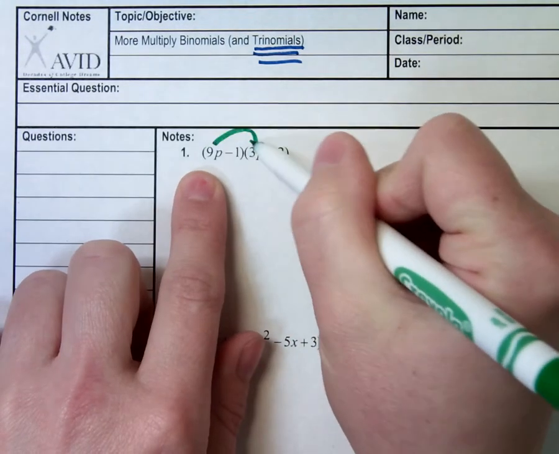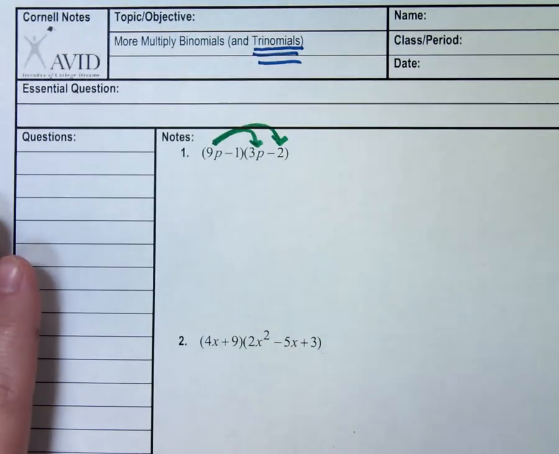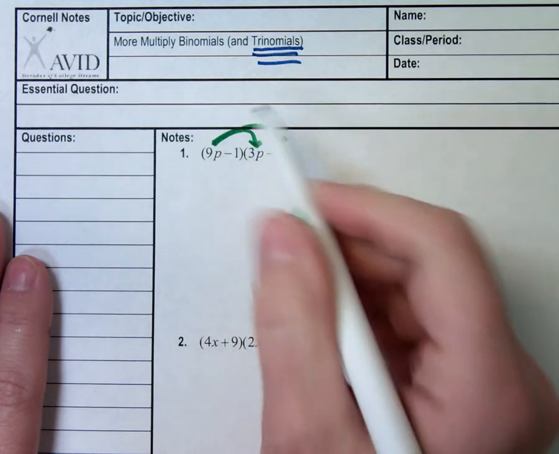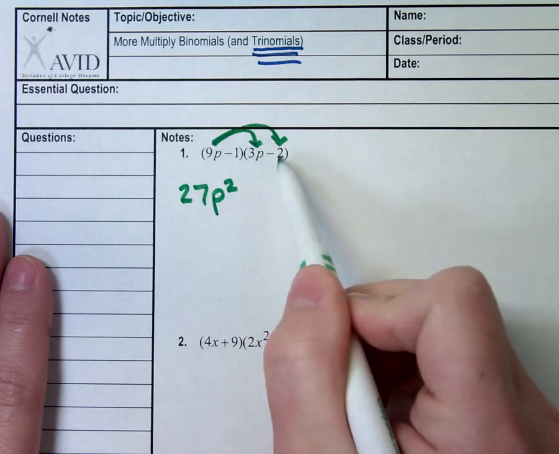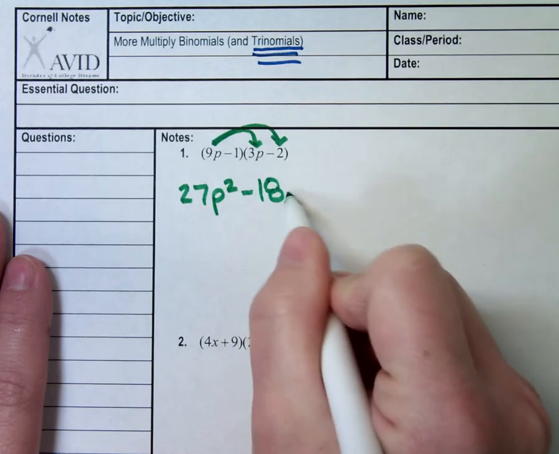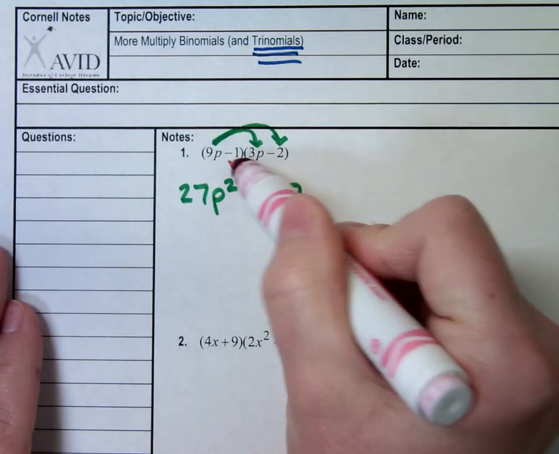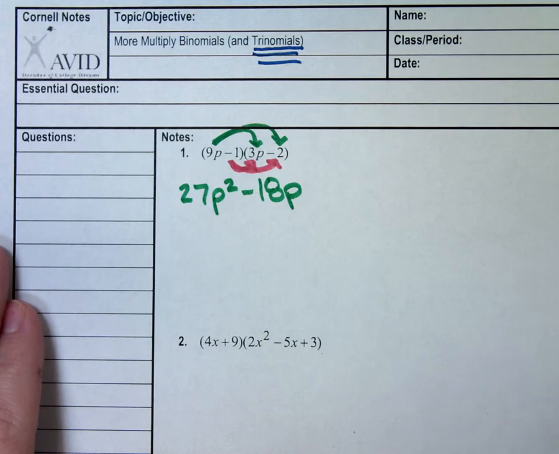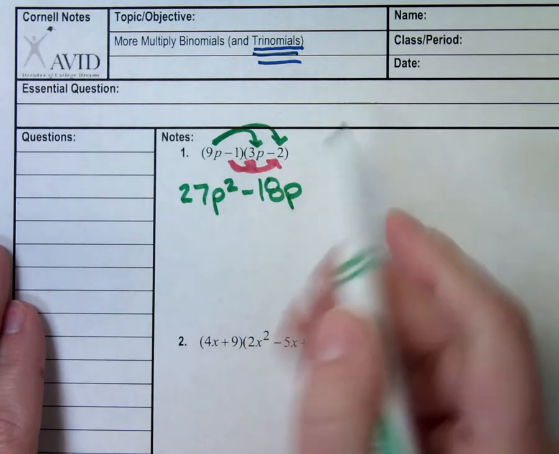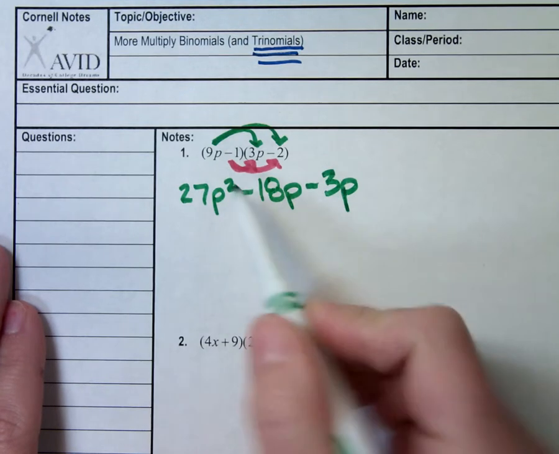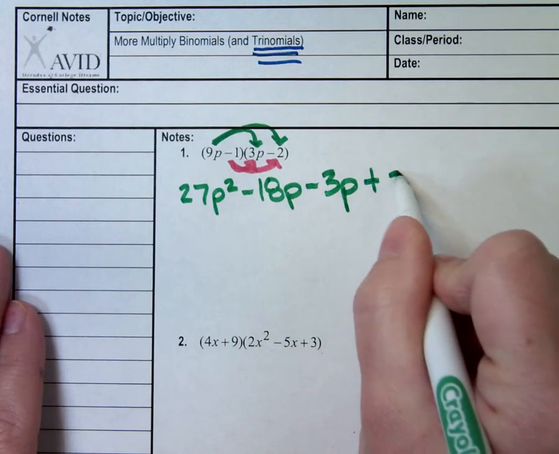So first I'm going to distribute the 9p with both things in the second set of parentheses. This is like what we practiced the other day. So 9p times 3p is 27p squared. 9p times negative 2 makes a negative 18p. And then I still need to distribute the negative 1. So I'm going to distribute it with both things in the back set of parentheses. So negative 1 times 3p makes negative 3p. And negative 1 times negative 2 makes a positive 2.